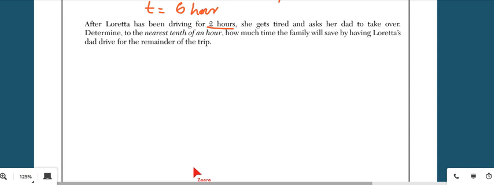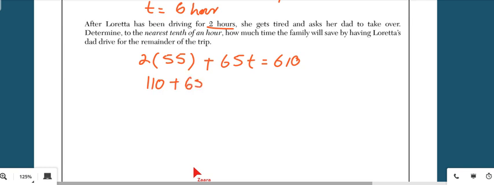So if she is driving for 2 hours and her speed is 55 miles per hour, by multiplying them, I will get the total distance that she will cover. Plus again, by the same method, 65t that is equal to 610. It's the same equation, but just with the 2 here. So it will become 110 plus 65t equals 610.